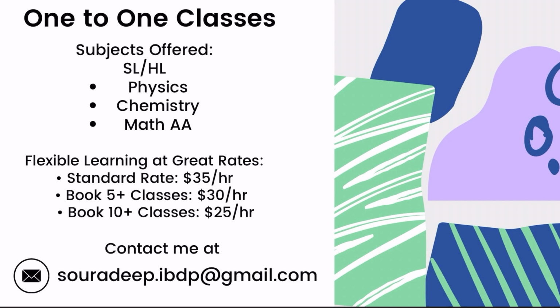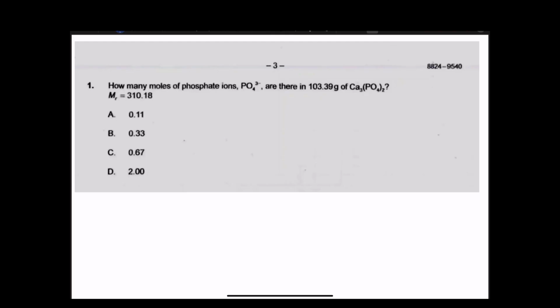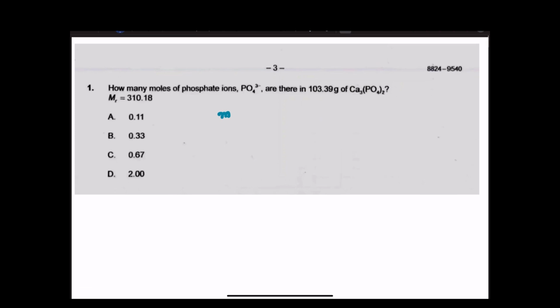So with this, let's get started with this paper. Hello. So today we'll be solving the November 2024 Paper-1 Chemistry HL paper. Let's start with the first one. Now in the first one, we have to find the moles of phosphate ions in 103.39 grams of calcium phosphate. So we'll first find the moles of calcium phosphate.